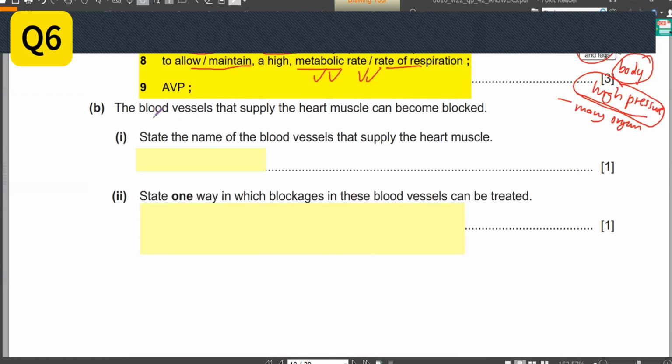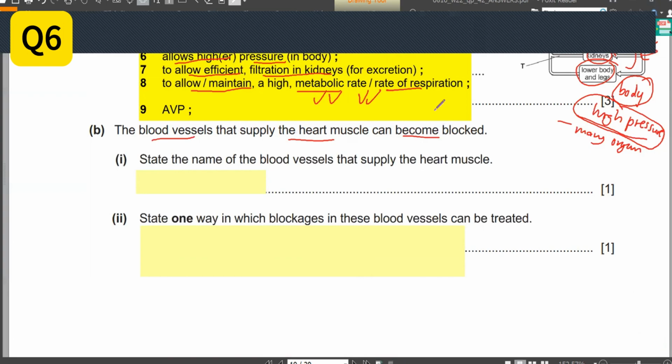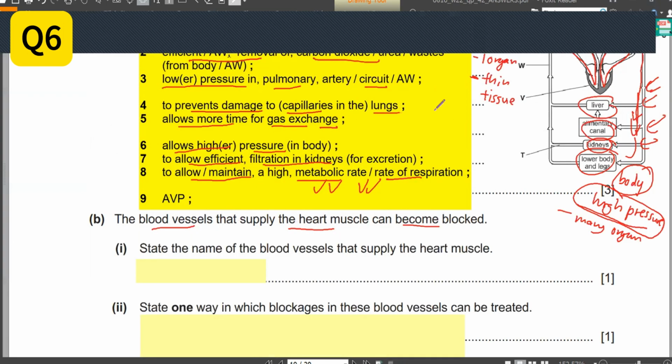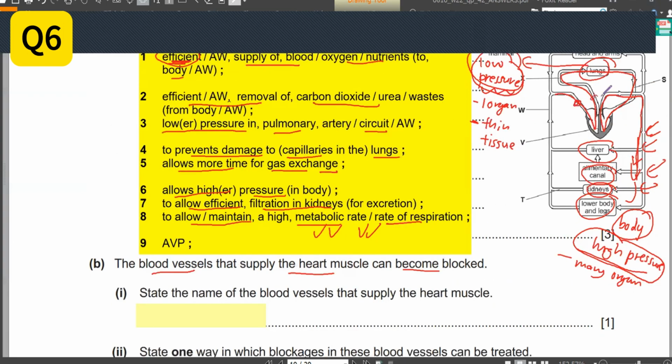Blood vessels that supply the heart muscle can become blocked. We are quite familiar with this. Especially for older people, blood vessels can be blocked over time. What is the name of the blood vessels that supply the heart muscle?